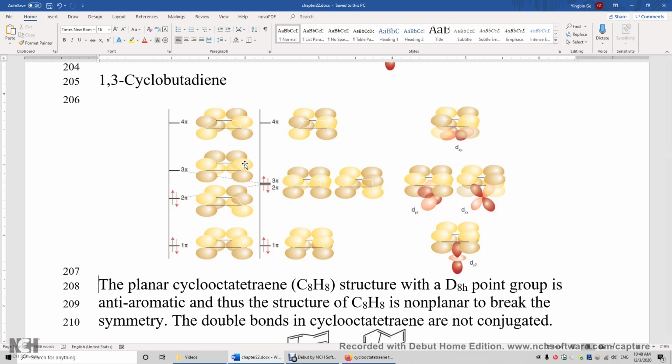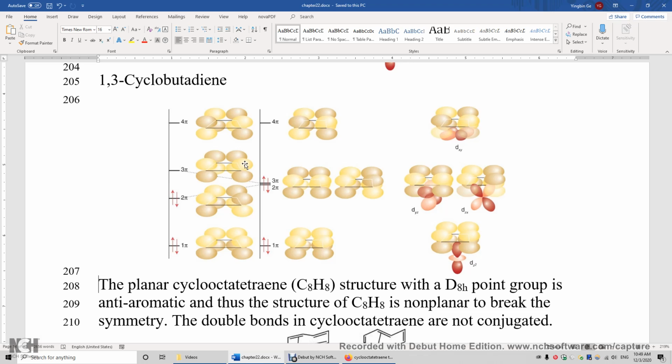If you try to make this conjugated 1,3-cyclobutadiene, you will not observe the aromatic property. It's actually anti-aromatic. In organic chemistry, you might have learned that if you have a carbon ring with a number of double bonds and single bonds.